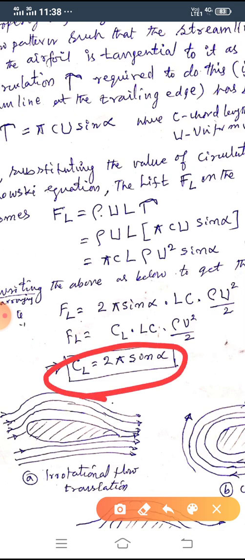This is a very good application of the Kutta-Joukowski equation which we have derived in the last class. Do you remember? Okay.